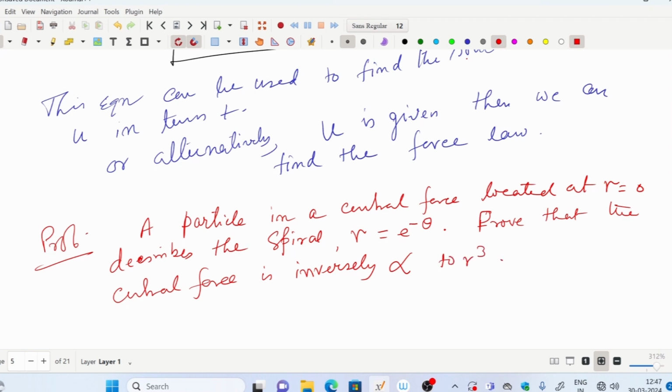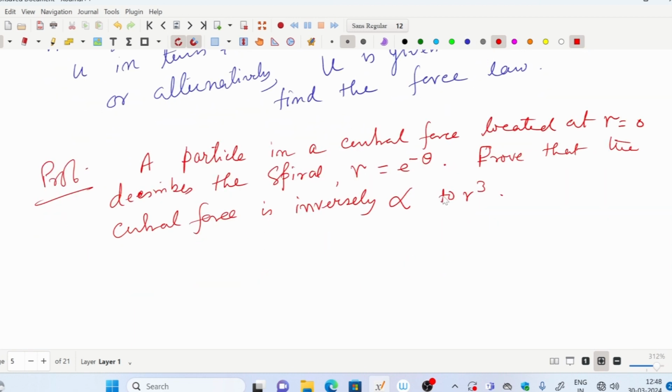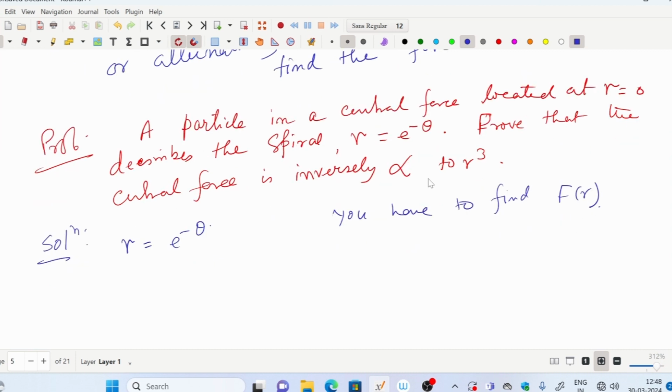That means this is the second type of application. Your solution is given, R is given, and you have to find f of r. So solution: let me write solution. Your r is given as e to the power theta, and you have to find f of r.